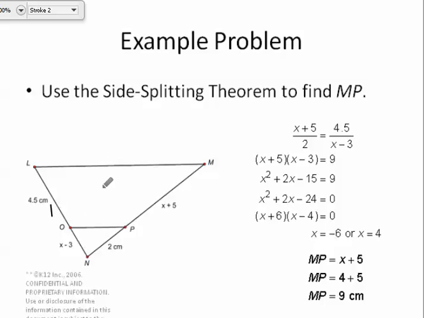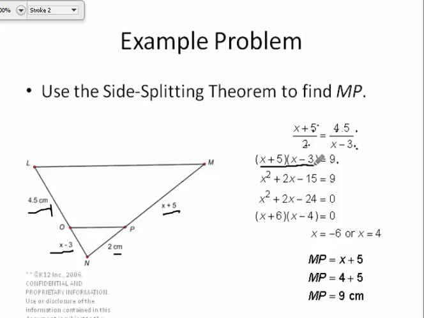So let's look at this one, another one. 4.5 over x plus 3, that's what we got, equals x minus 3 over x plus 5, 2. So we do the means and extremes. 2 times 4.5, that's 9. x plus 5 times x plus 3, Mr. Green, that's mean.